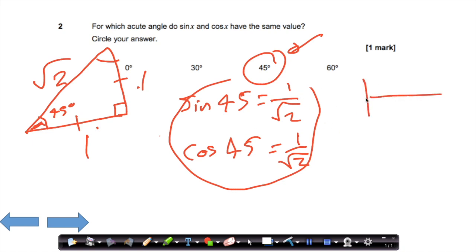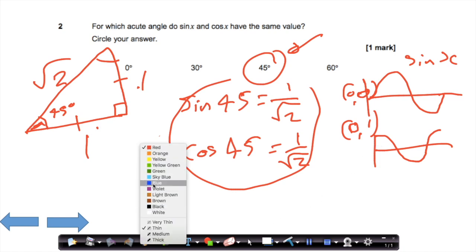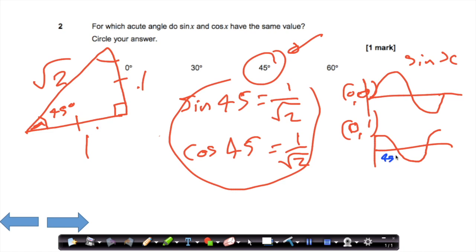Another way of remembering, and it would be good to remember your sine graph. So there's your sin x graph starting at 0, 0. And it might be good to remember your cos graph, which starts at 0, 1. At what we're saying here at 45 degrees, so if we were to go to 45 degrees here, they would have the same y value. They would have the same value, which is 1 over root 2.